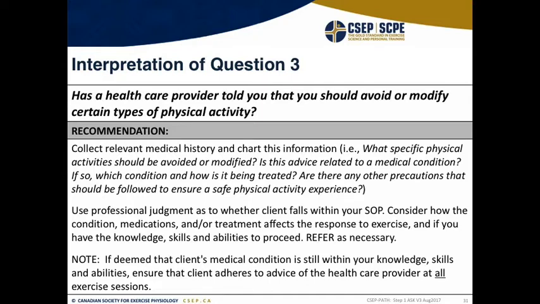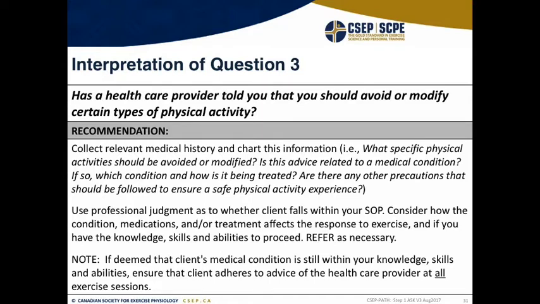A person who answers yes because they have angina and have been limited in terms of how vigorous they do their exercise probably is not appropriate for the CSEP CPT level and should be referred to a CSEP CEP who has expertise in that area. And as always, you want to make sure that as part of this question, you're understanding if any medications have been prescribed, what treatment has occurred, if any, and how all of this affects the response to exercise.